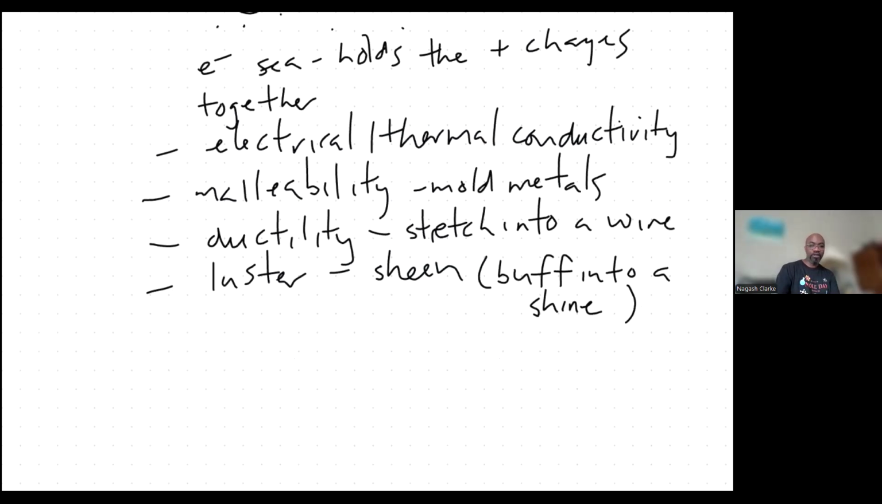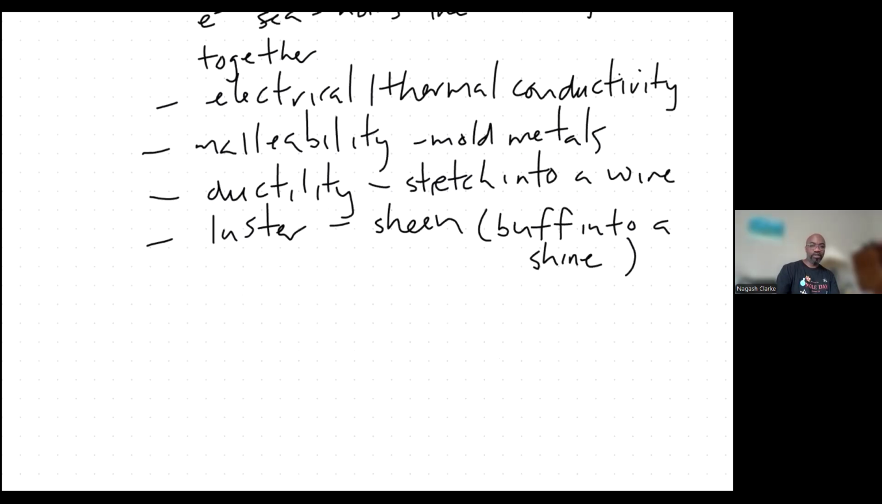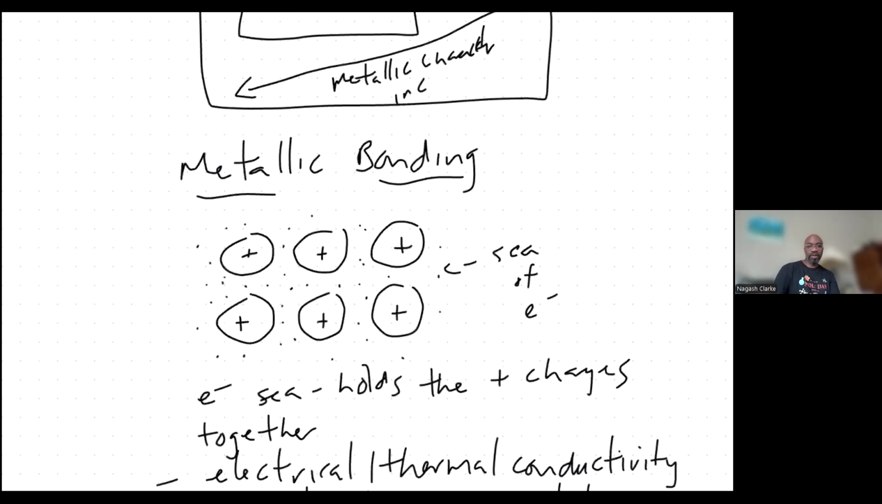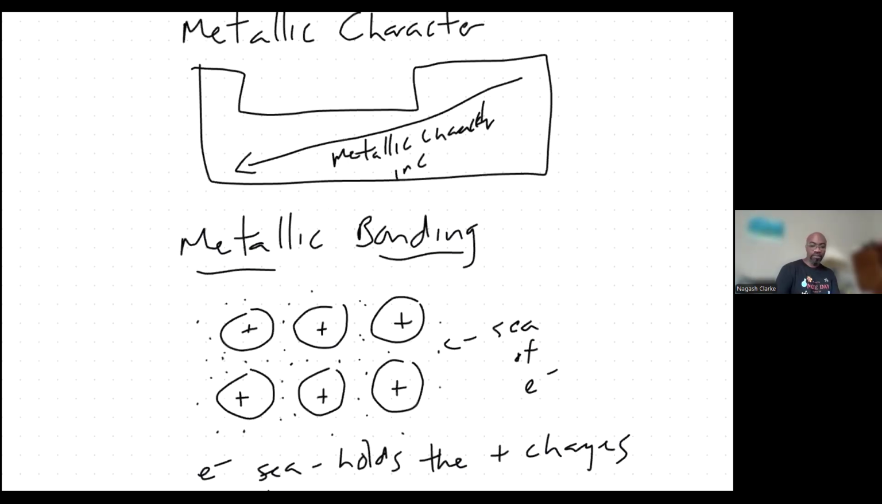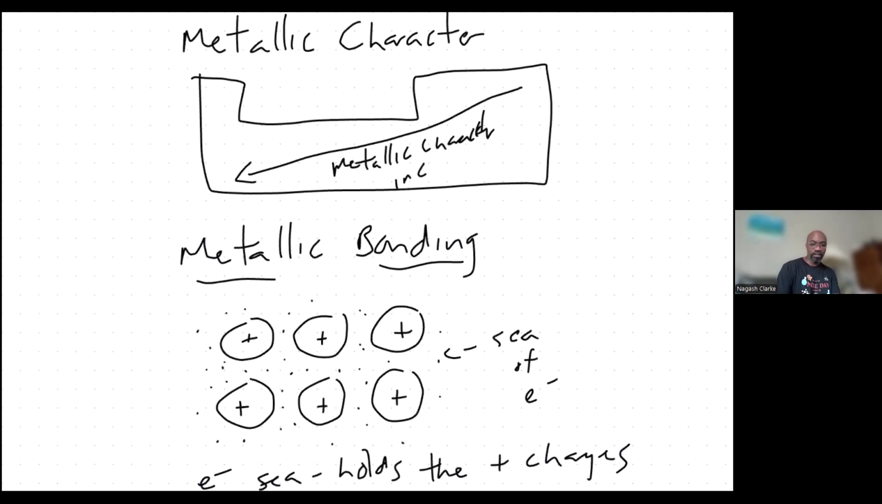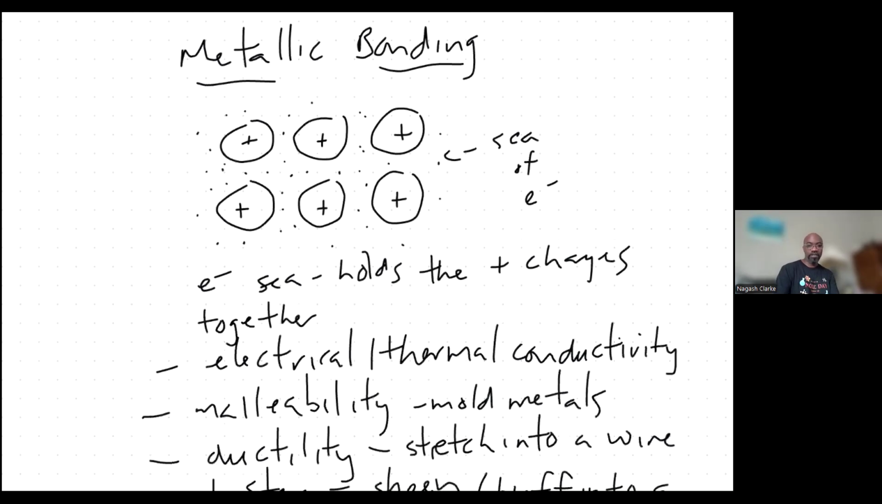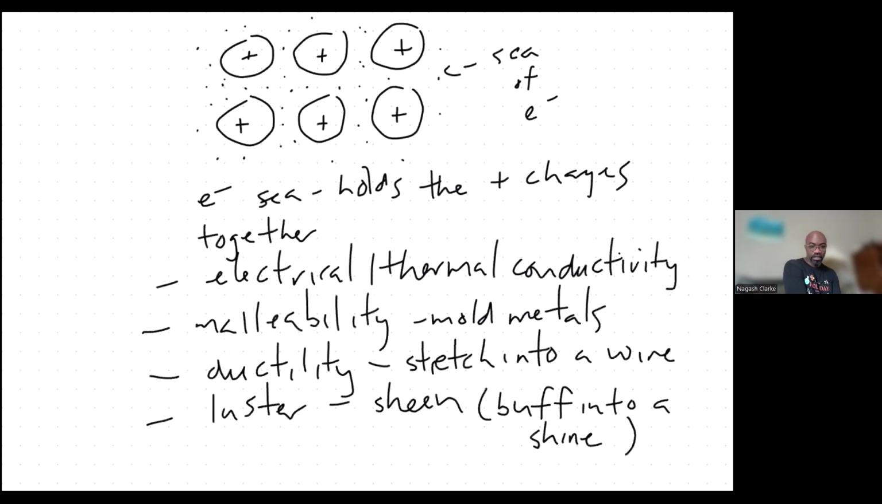So metallic character increases toward the bottom left, and non-metallic character toward the top right. Non-metals are the opposite of metals here. They're not conductive, they're not malleable, they're not ductile, and they don't have luster.